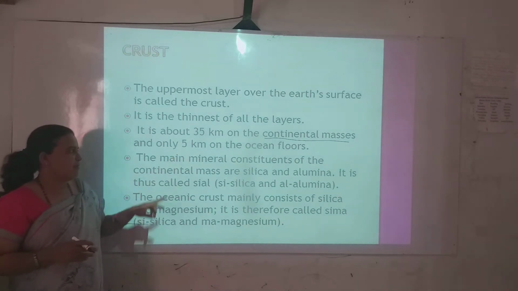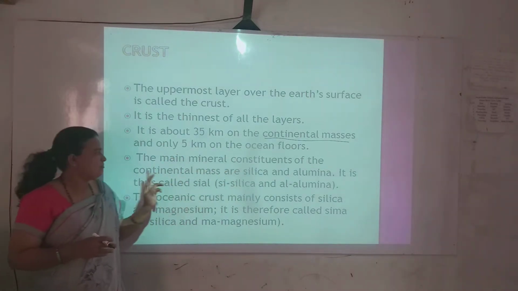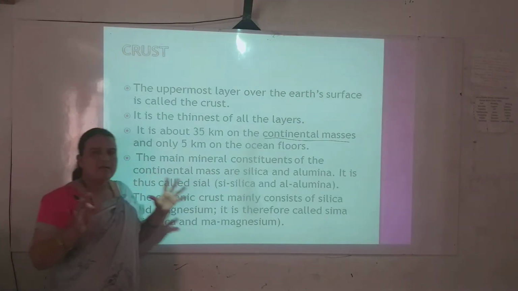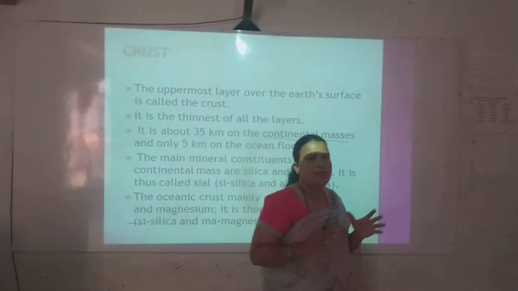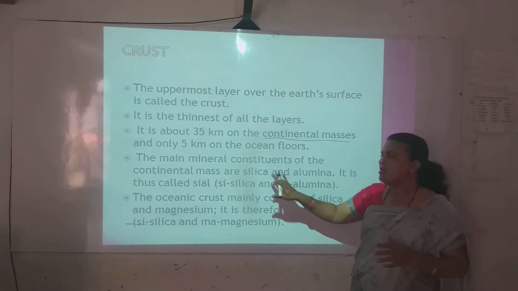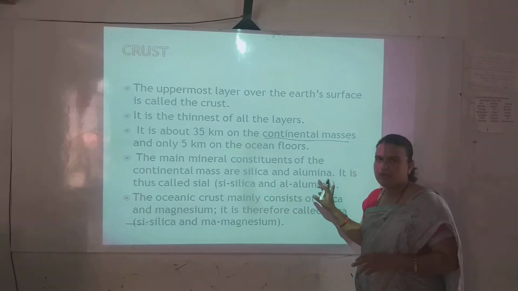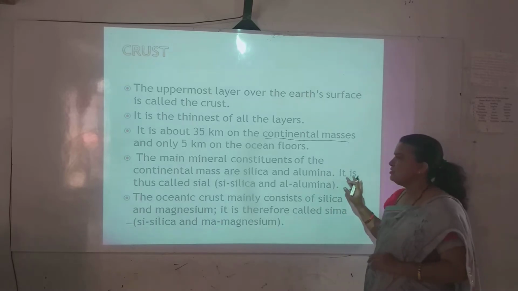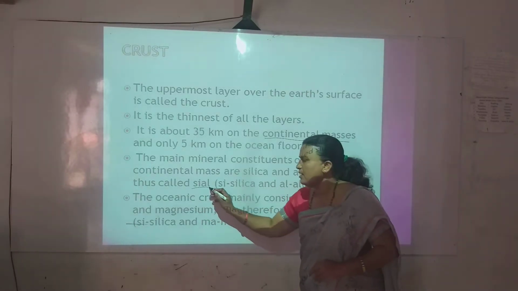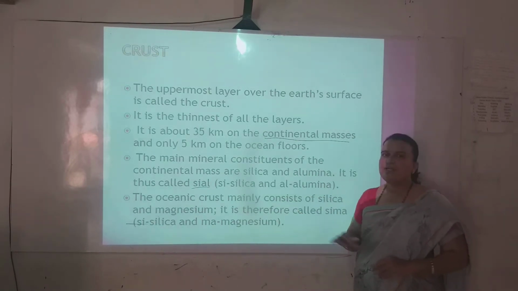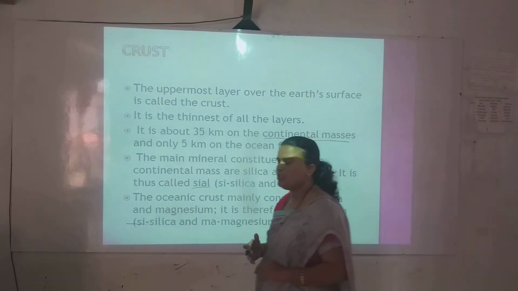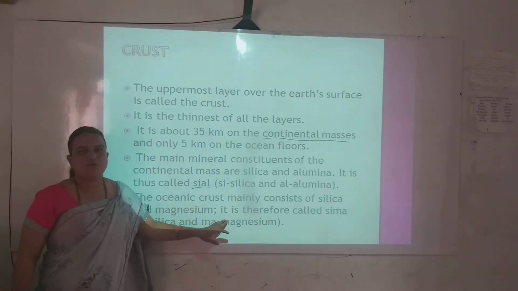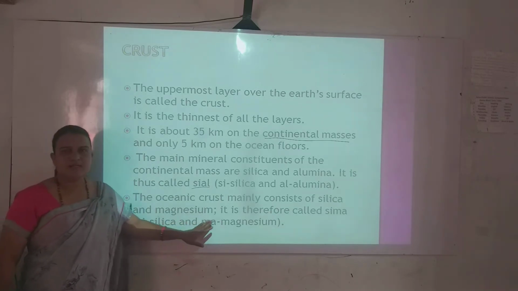The crust layer is available. The main mineral constituents of the continental mass are silica and alumina. Means the continents are made up of several minerals, especially silica and alumina. So the continental mass, made up of silica and alumina, is also called Sial. And the oceanic crust, the floor of the ocean, is made up of silica and magnesium. It is therefore called Sima.